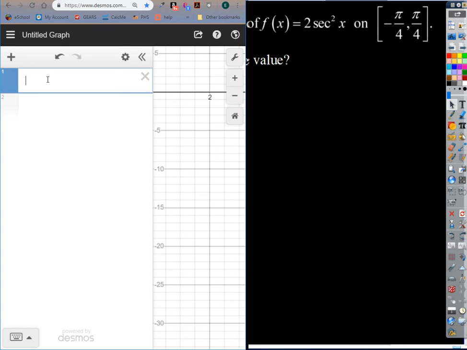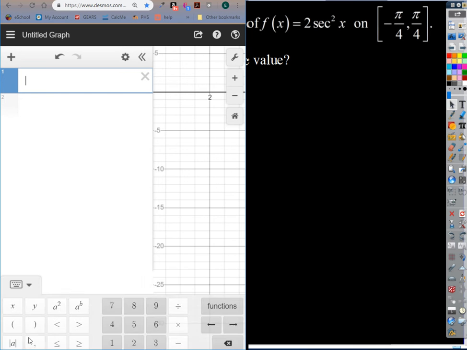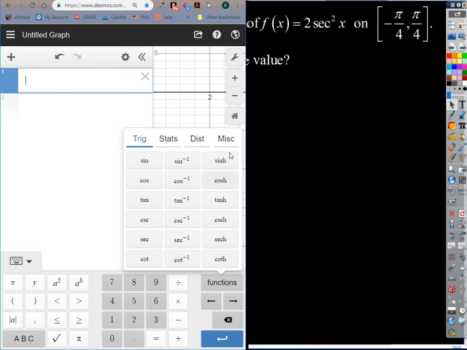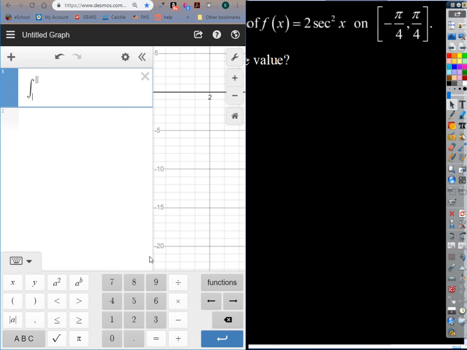Well, here's my curve, 2 secant squared x. So in Desmos, I can just pull up the integral function. It's under miscellaneous. There it is. So the integral from negative pi fourths up to pi fourths. Whoops. That's not what I wanted.